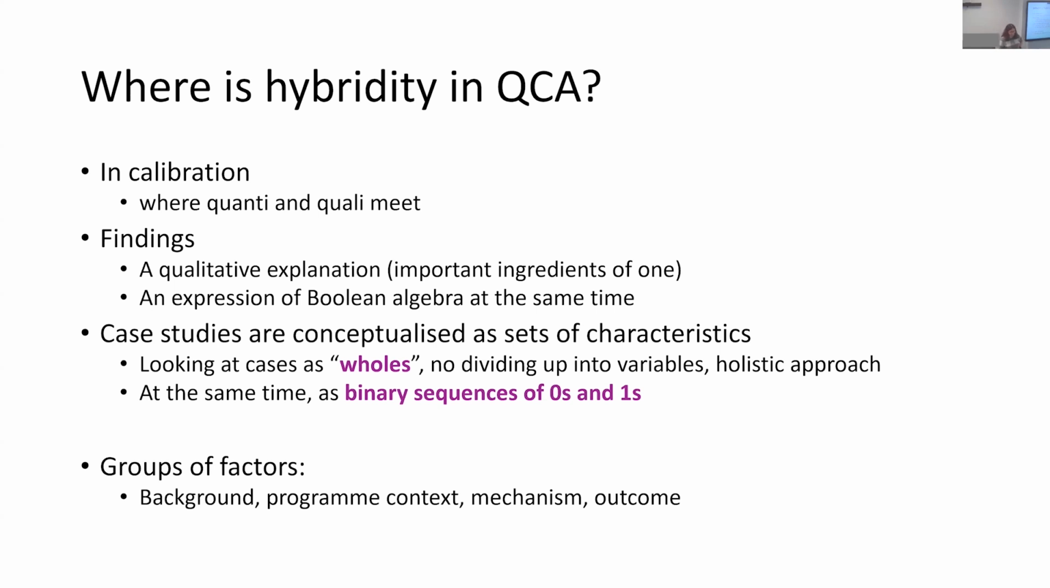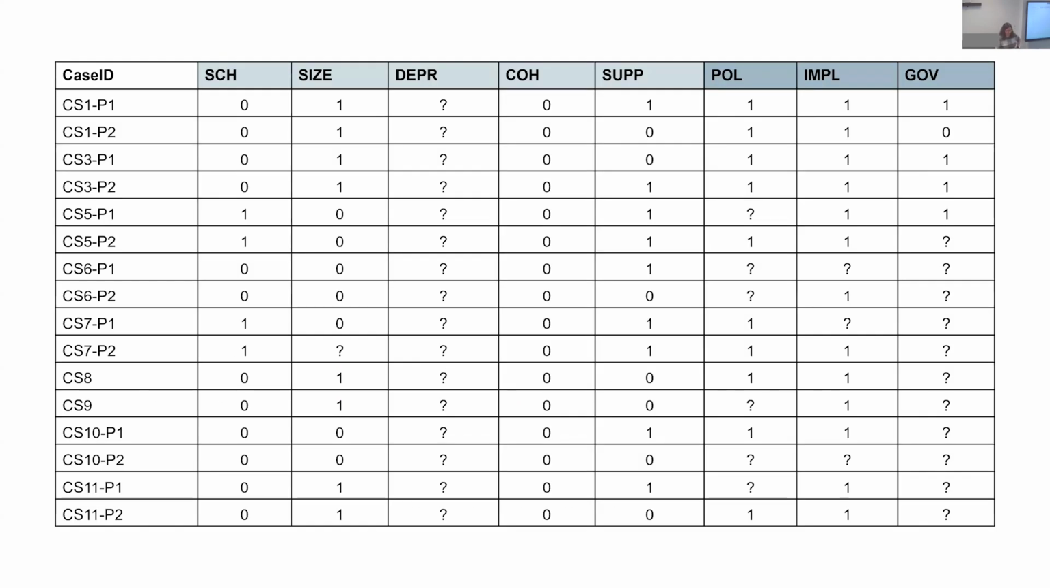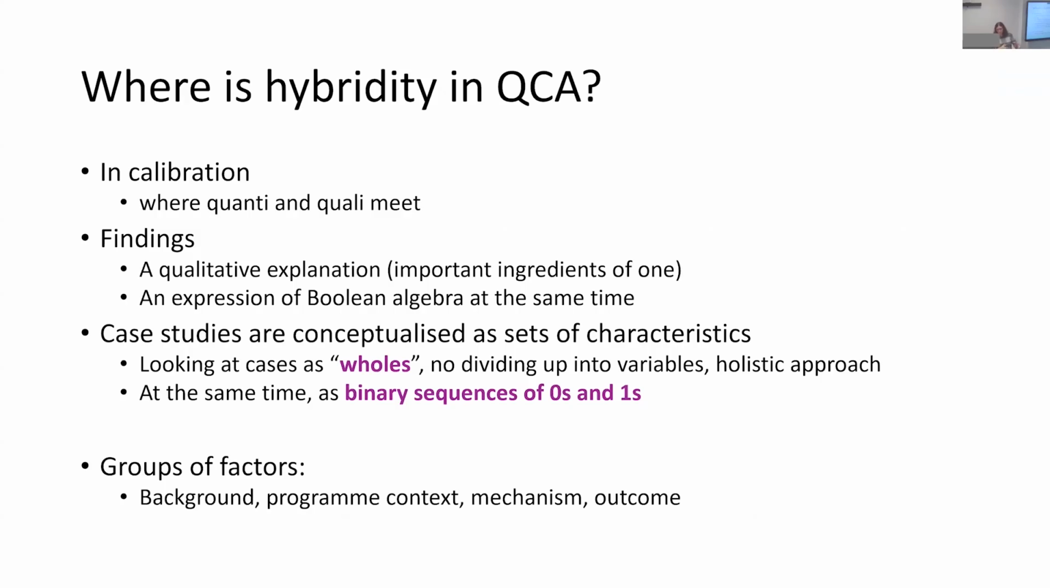So just to give you a bit of an example of how an early data set looked. You see there are a lot of missing values here, but I just took this one from one of the latest projects. In this case, the factors are grouped into 4 categories. It's a hybrid approach, actually. It's a combination between realist evaluation and QCA. So there are 2 types of context conditions, background and program context, mechanism conditions, and outcome.